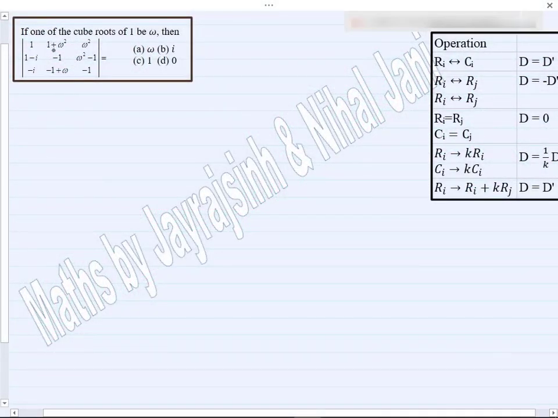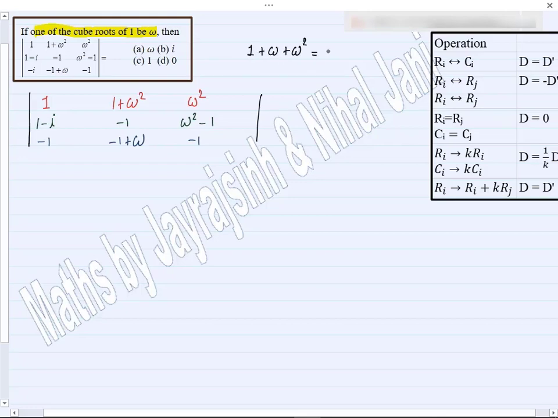Let's see our next question. If one of the cube roots of 1 is omega, then you have to find the value of this determinant. Now here it is given that omega is one of the cube roots of 1, and the property of the cube roots of unity is 1 plus omega plus omega square is equal to 0. So we can say 1 plus omega square can be rewritten as minus omega.